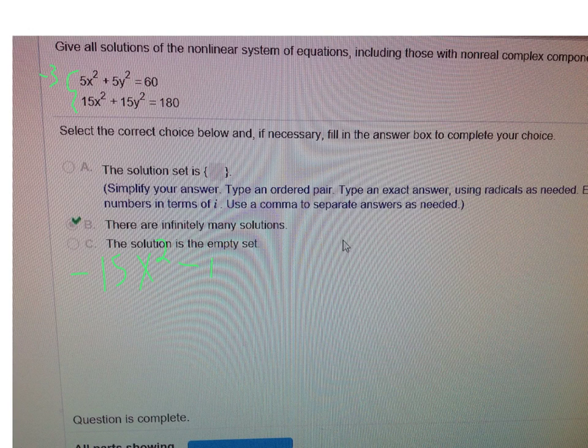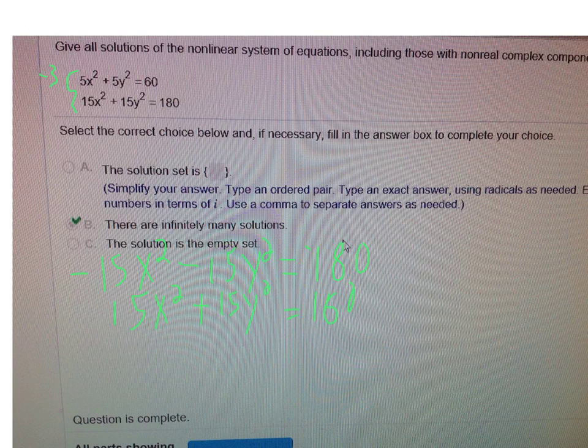minus 15y squared equals -180. Then I just recopy the bottom equation. So 15x squared plus 15y squared equals positive 180. So I multiplied the top equation by -3, and here's the result. Well, just recopy the bottom equation, no changes.